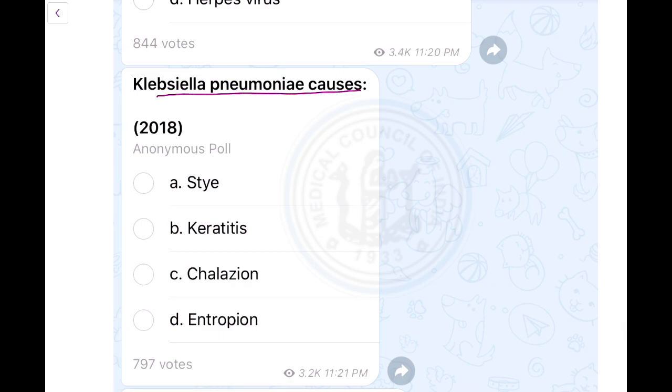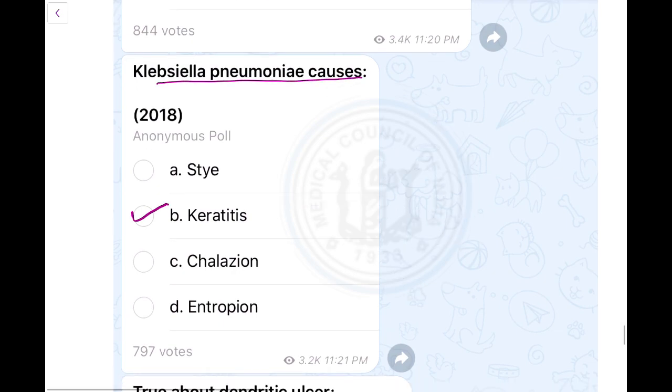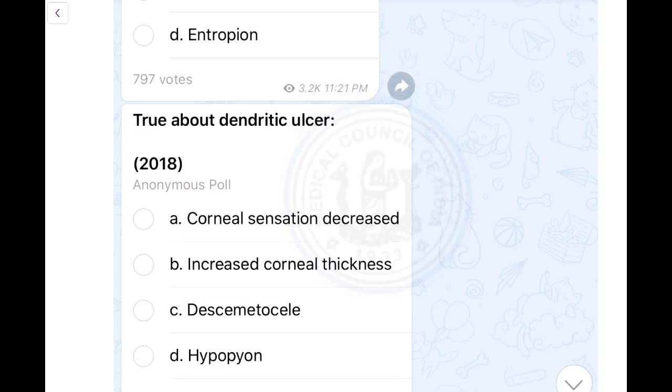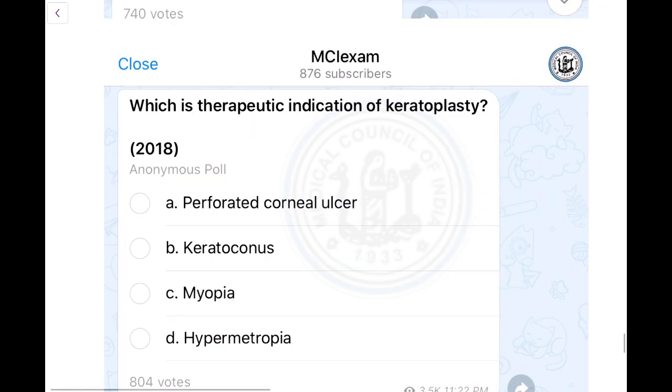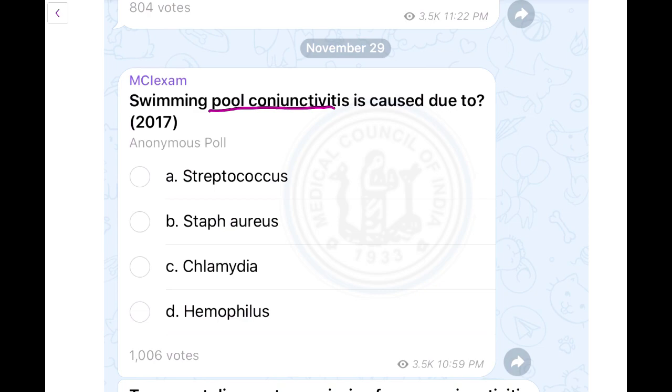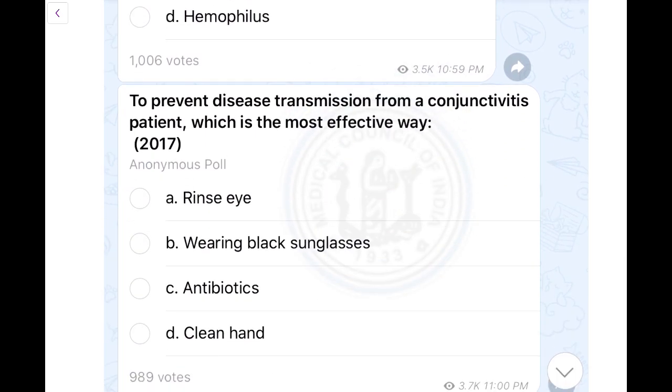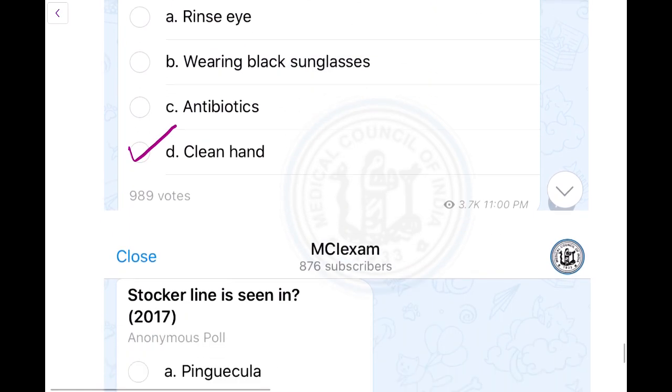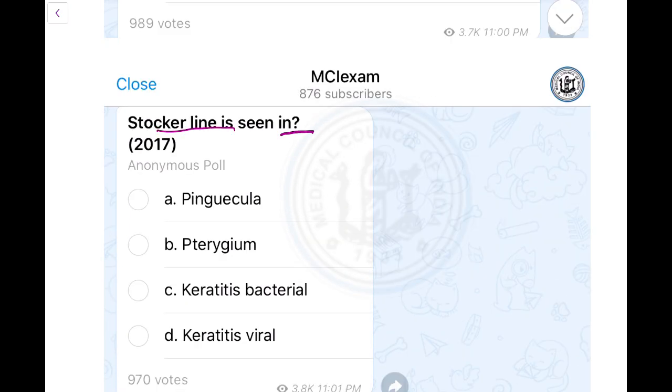Klebsiella pneumoniae causes keratitis. True about dendritic ulcer is corneal sensation decrease. Which is the therapeutic indication of keratoplasty? It is keratoconus. Swimming pool conjunctivitis is caused due to chlamydia. To prevent disease transmission from conjunctivitis to patient, which is the most effective way? Clean hands. Stocker line is seen in pterygium.